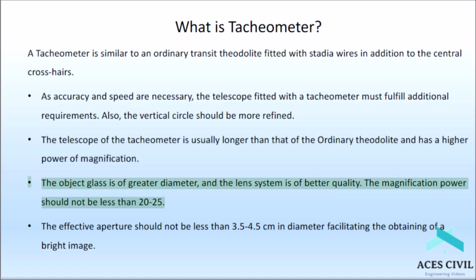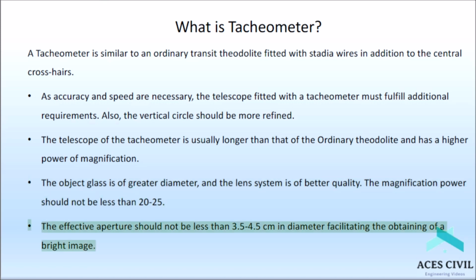The object glass is of greater diameter, and the lens system is of better quality. The magnification power should not be less than 20 to 25. The effective aperture should not be less than 3.5 to 4.5 cm in diameter, facilitating the obtaining of a bright image.